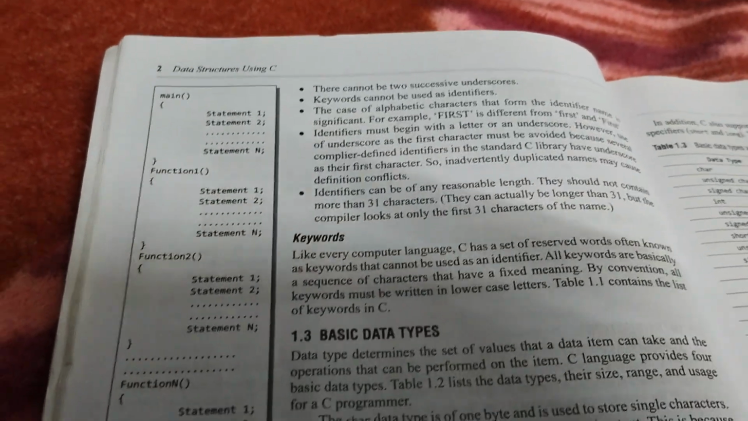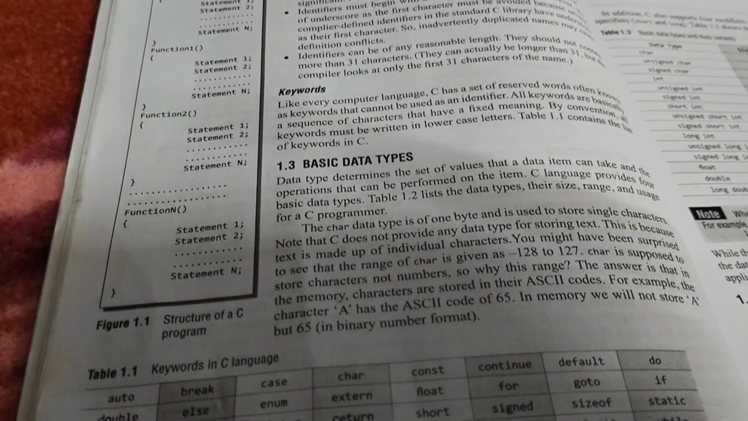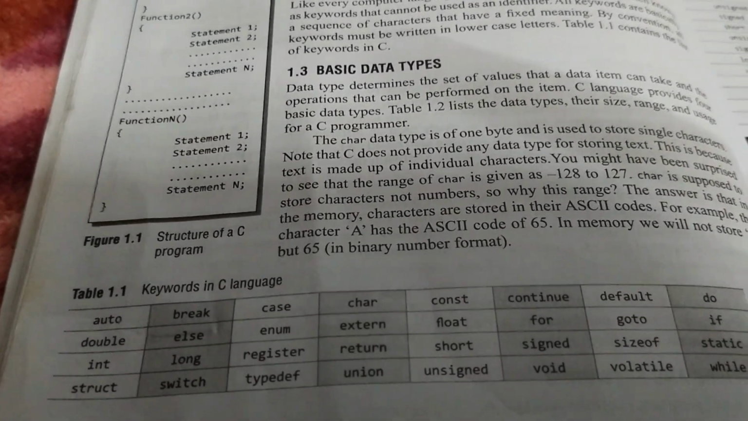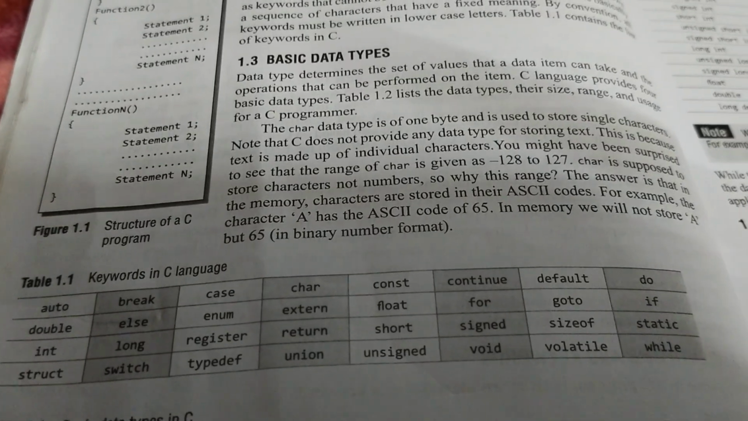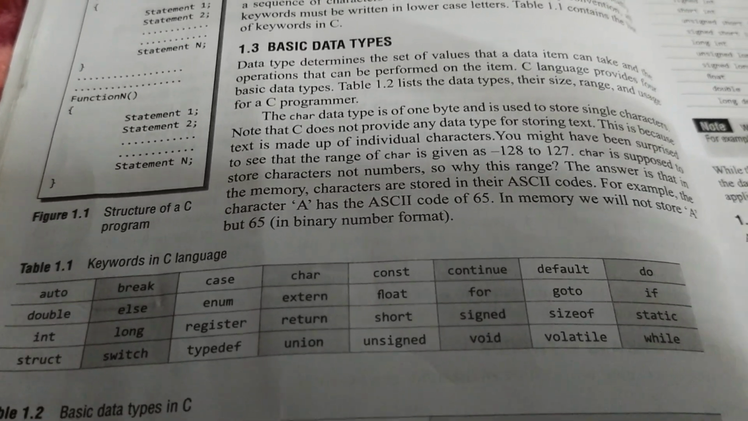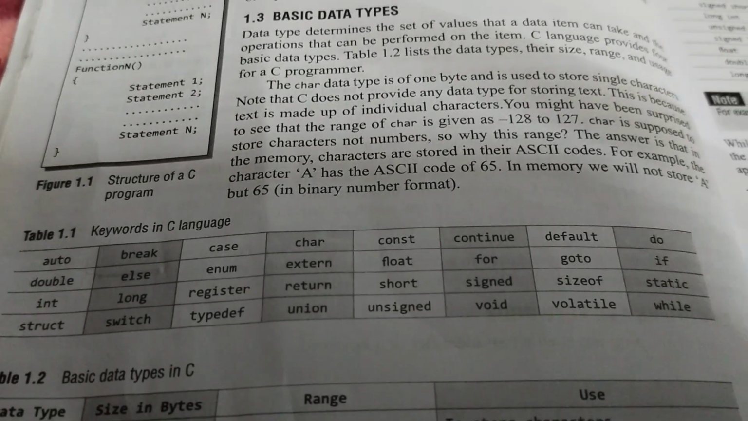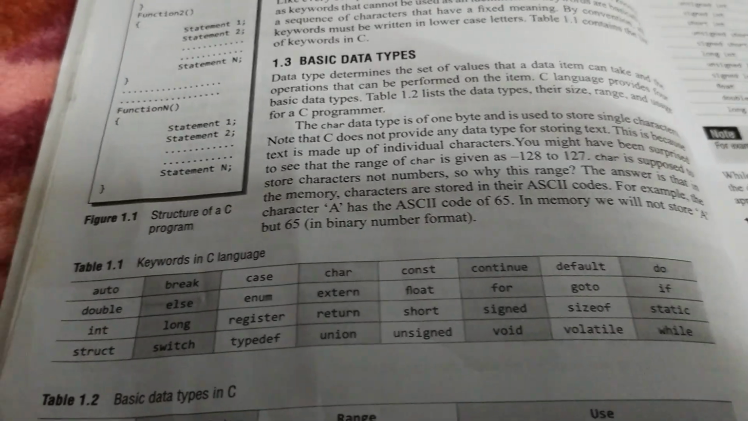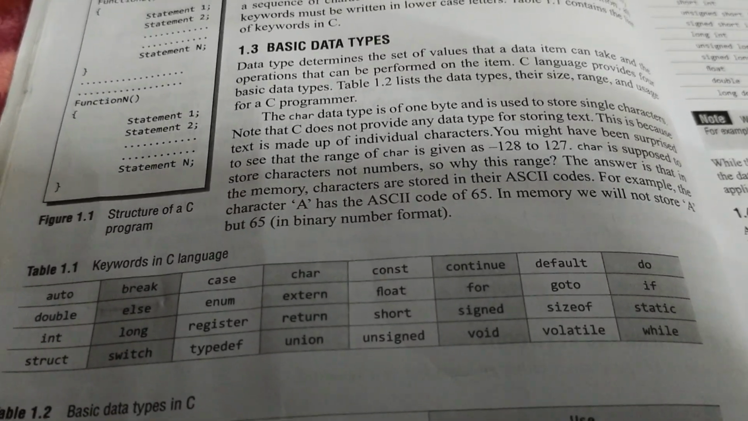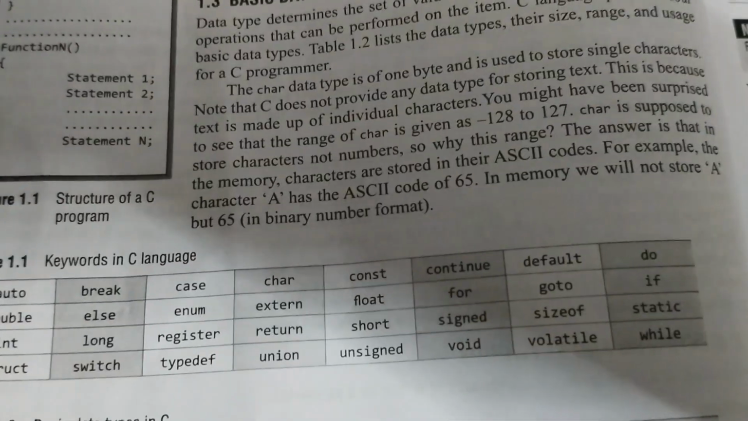Figure 1.1, keywords in C language: auto, break, case, char, const, continue, default, do, double, else, enum, extern, float, for, goto, if, int, long, register, return, short, signed, sizeof, static, struct, switch, typedef, union, unsigned, void, volatile, while. These are the keywords in C language.